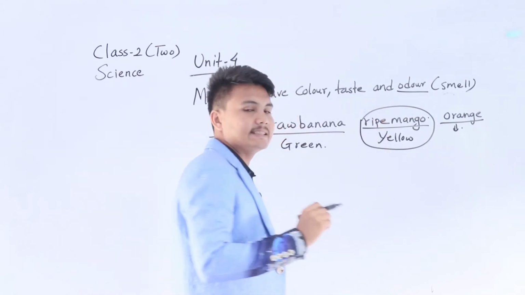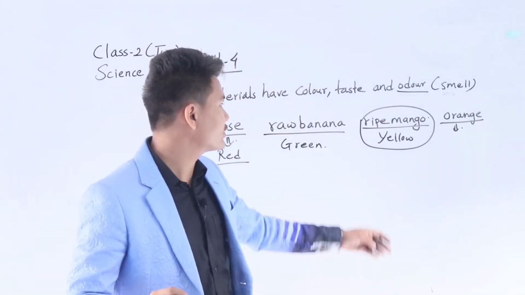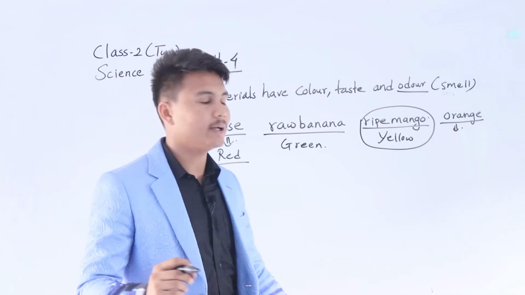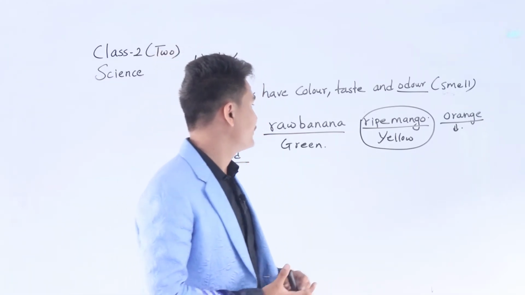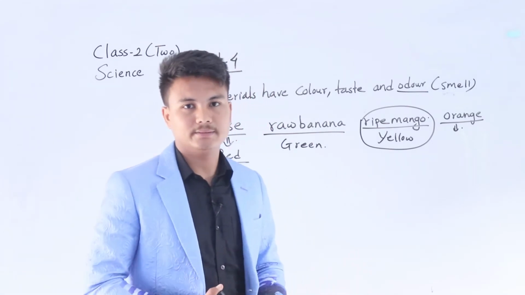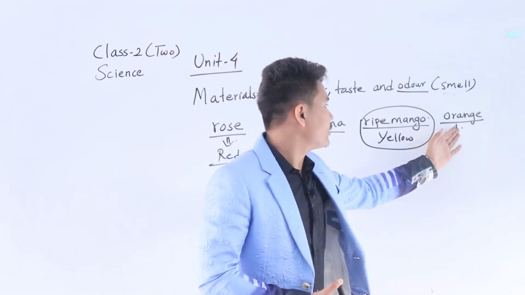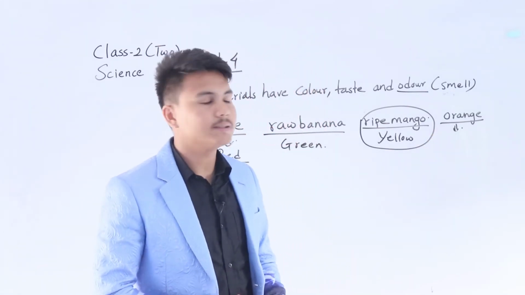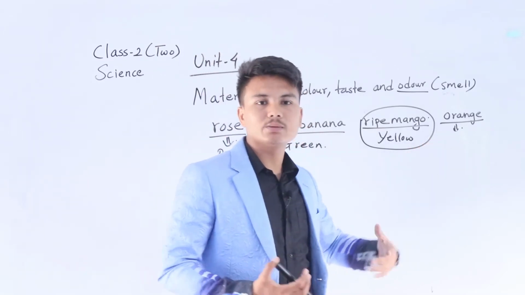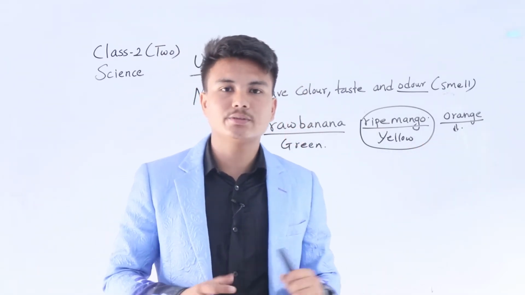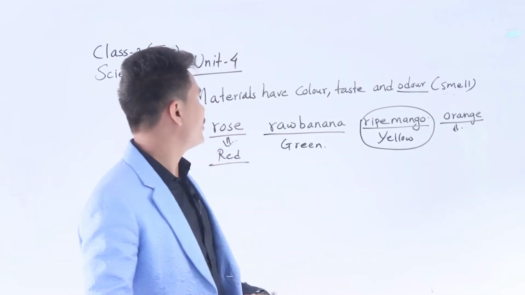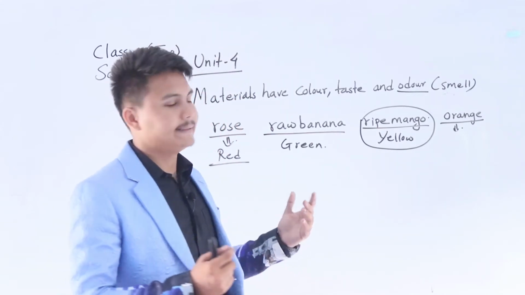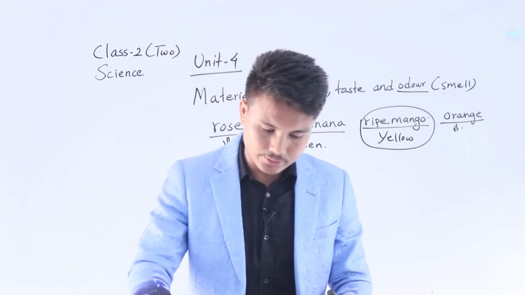So I think this season, especially summer season, we must eat mango. Okay, it is very sweet in taste. We love to eat mango. It is yellow inside. Yes. So I think orange. What is the color of orange? Orange is orange. Okay, it is also very sweet in taste. So these are some materials: color, taste and odor.